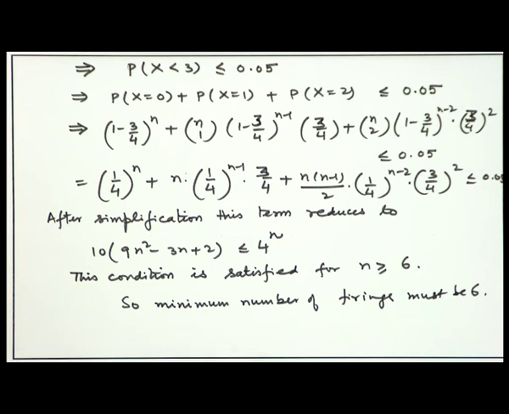So, the physical interpretation is that if each missile can successfully hit with the probability 3/4 and we need at least 3 successful hits, then we should fire at least 6 missiles to have more than 95% chance of hitting the target or destroying the target completely.